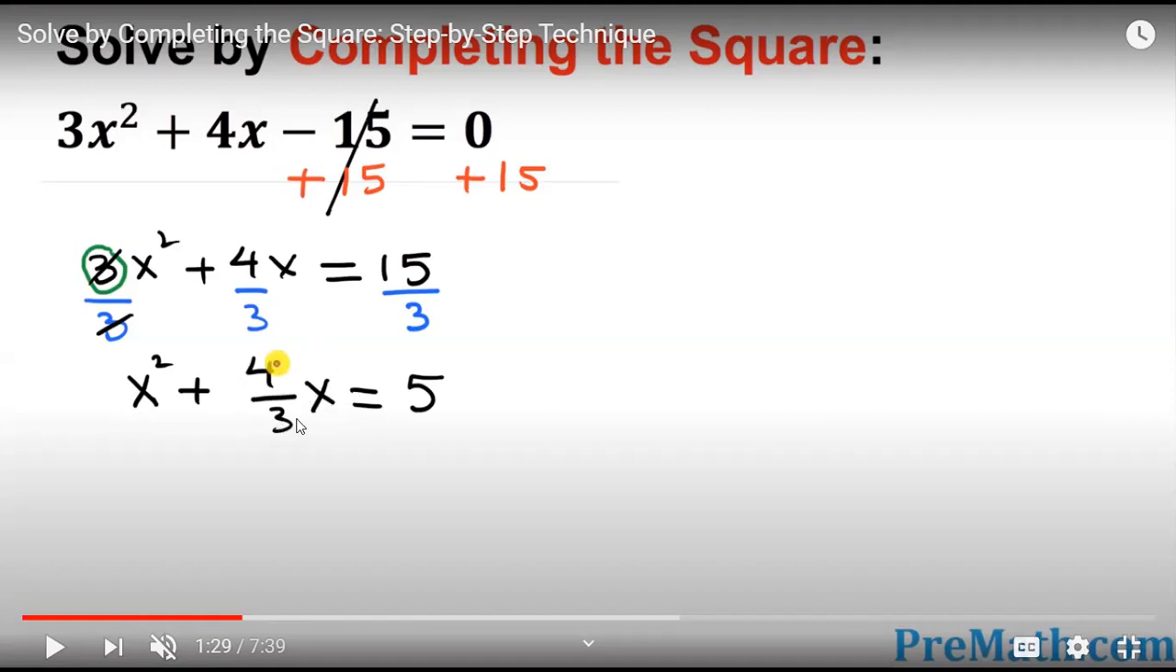We know the second term is a multiple of 2, that is, 2 multiplied by the given values. Now we can check: 4 upon 3 is not a multiple of 2, so the third term which we are going to add here is a fractional or rational number. How can we find it?